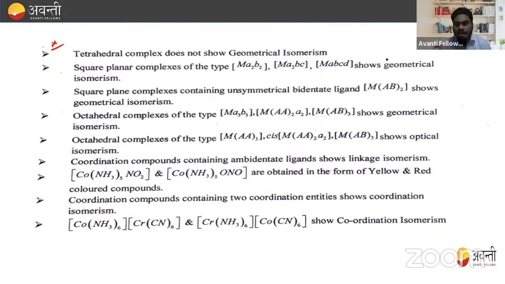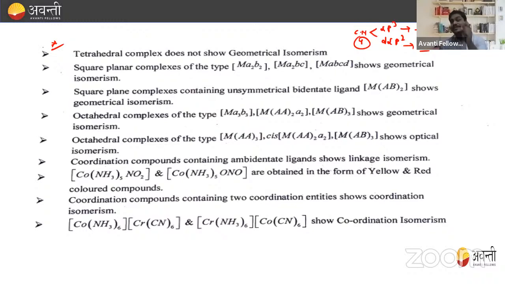Because in coordination number 4, we have two different possibilities. Either it will be sp3 or it will be dsp2. sp3 means the shape is tetrahedral, and dsp2 means square planar. So coordination number 4 has two cases, that is sp3 or dsp2. So tetrahedral complexes do not show geometrical isomerism.